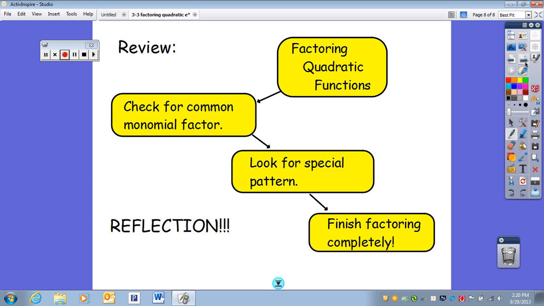To review, when we are factoring quadratic functions, be sure to check for the common monomial factor, then look to see if there is a special pattern, and finally finish factoring completely.